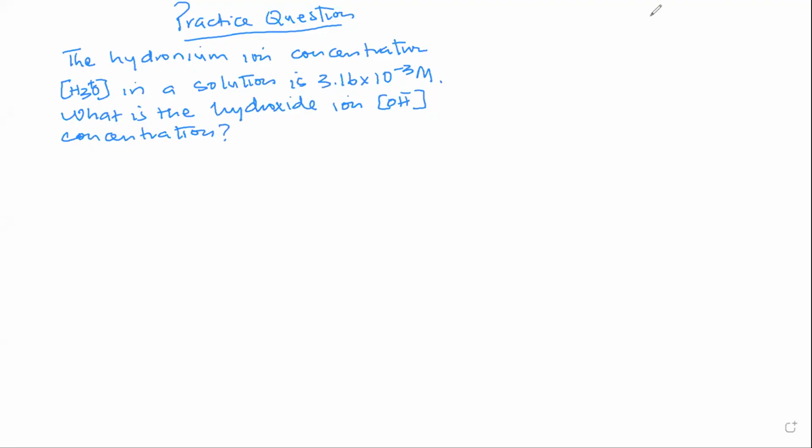So the question is, the hydronium ion concentration in a solution is 3.16 times 10 to the negative 3 molar. What is the hydroxide ion concentration? Always start by figuring out what you know and what you do not know. You want to understand the question. So we know the hydronium ion concentration, that's 3.16 times 10 to the negative 3 molar. Then what is the hydroxide ion concentration?